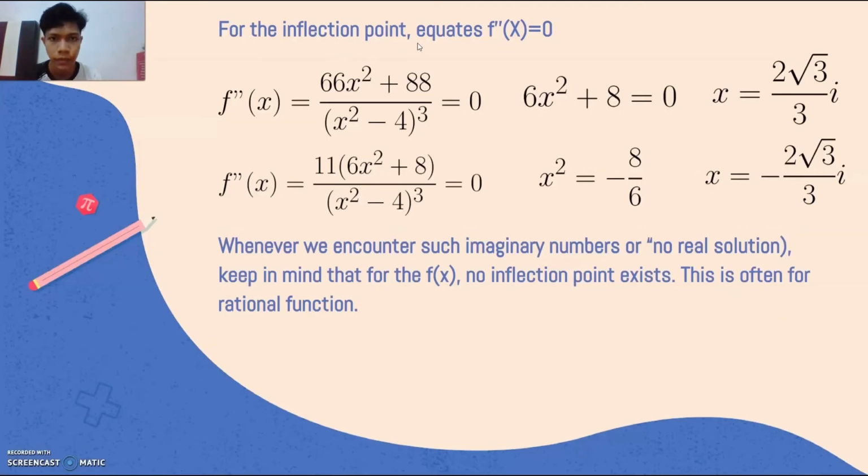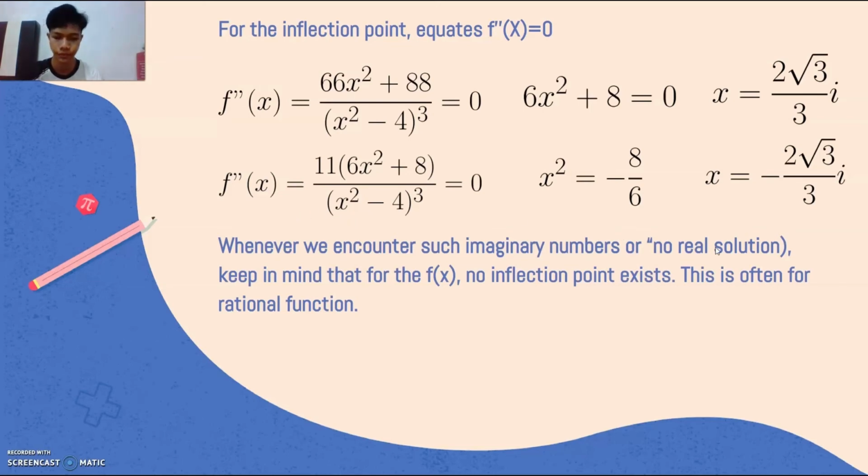And for the inflection point, we have to equate f double prime x equal to 0, which you can see here. The whole calculation will bring us to an imaginary solution. Whenever we encounter these imaginary numbers or no real solution in your calculator, keep in mind that for the f(x) function, there is no inflection point, and that is what often occurs in rational functions.